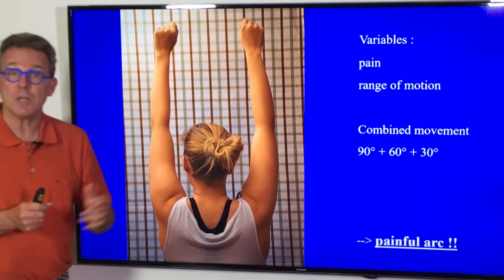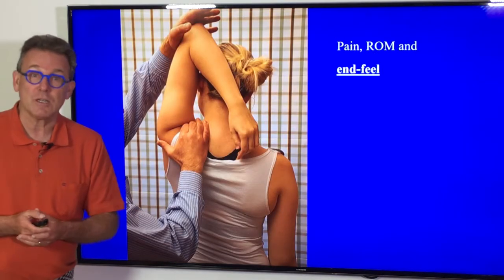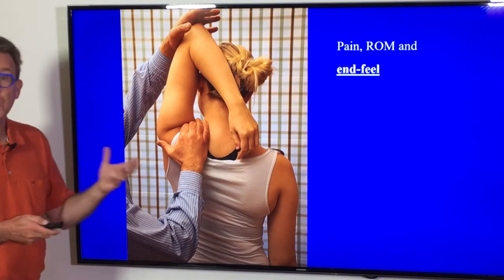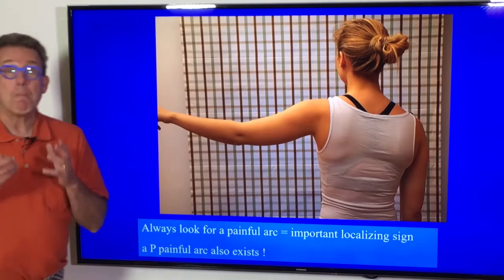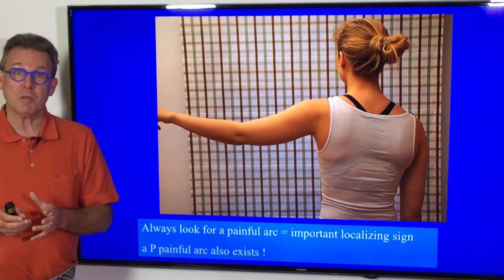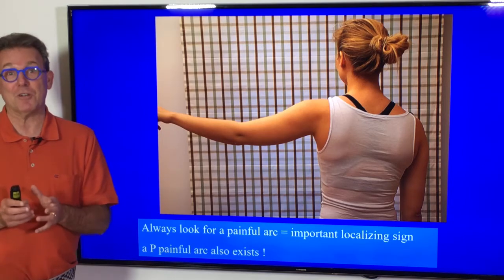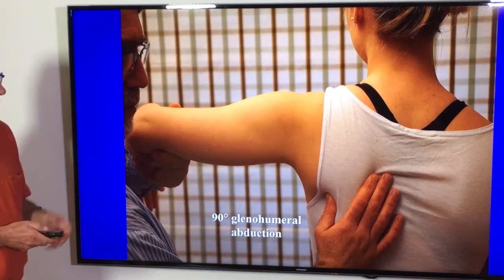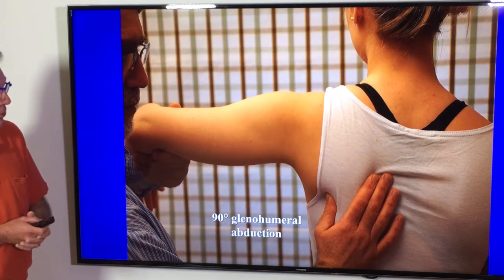So the first test was active arm elevation. Then we did exactly the same in a passive version. You check the end feel, elastic end feel. Make sure you don't miss a painful arc, because the interpretation of a painful arc could be very, very important. More important for an arthritis is the glenohumeral abduction.